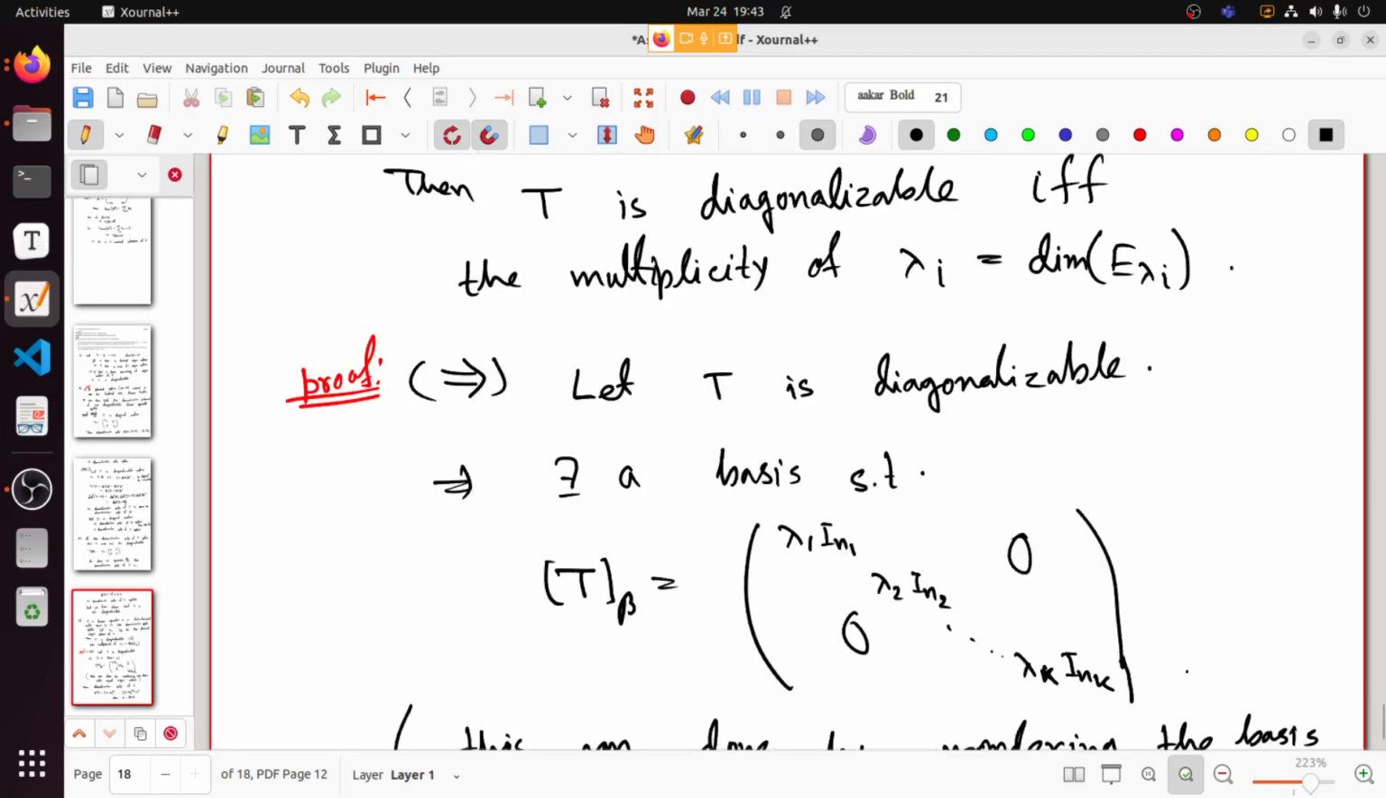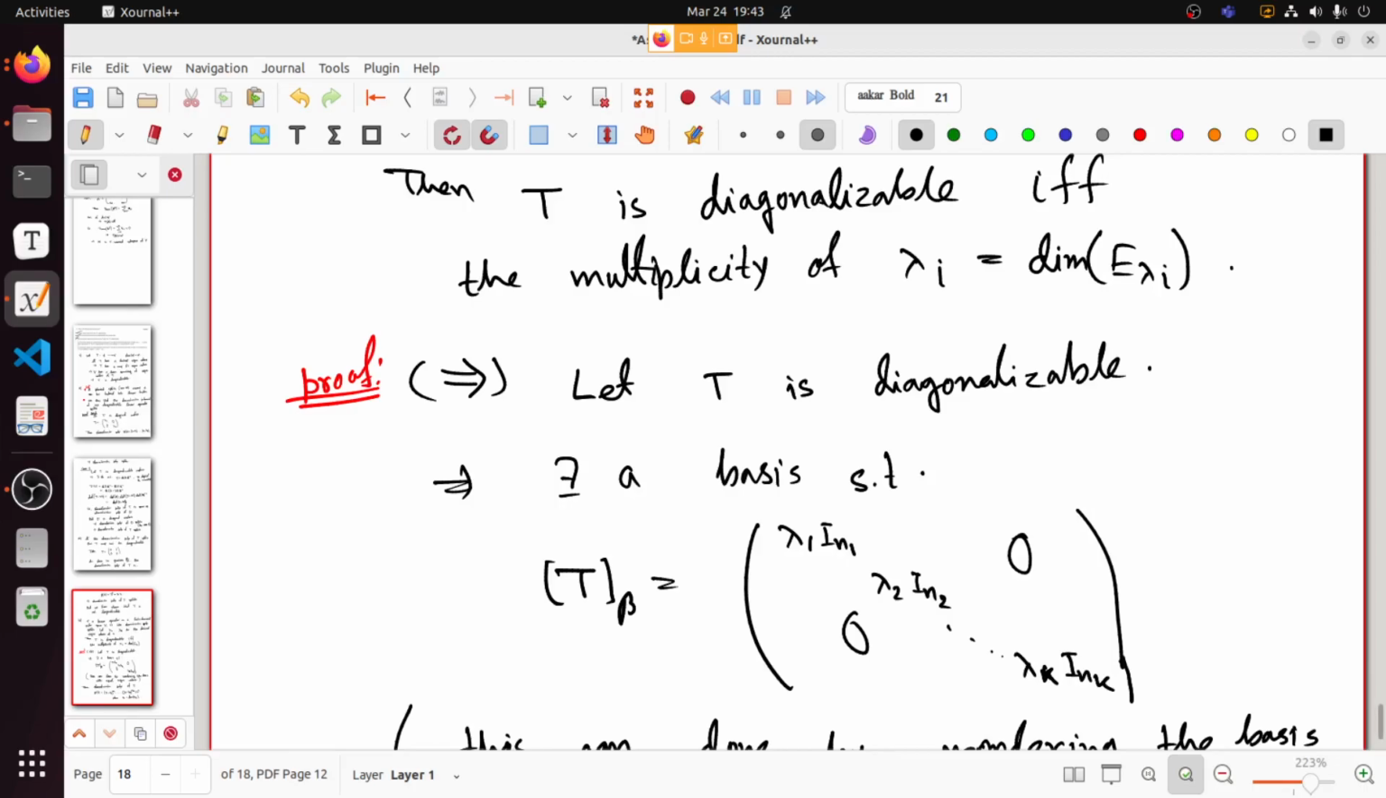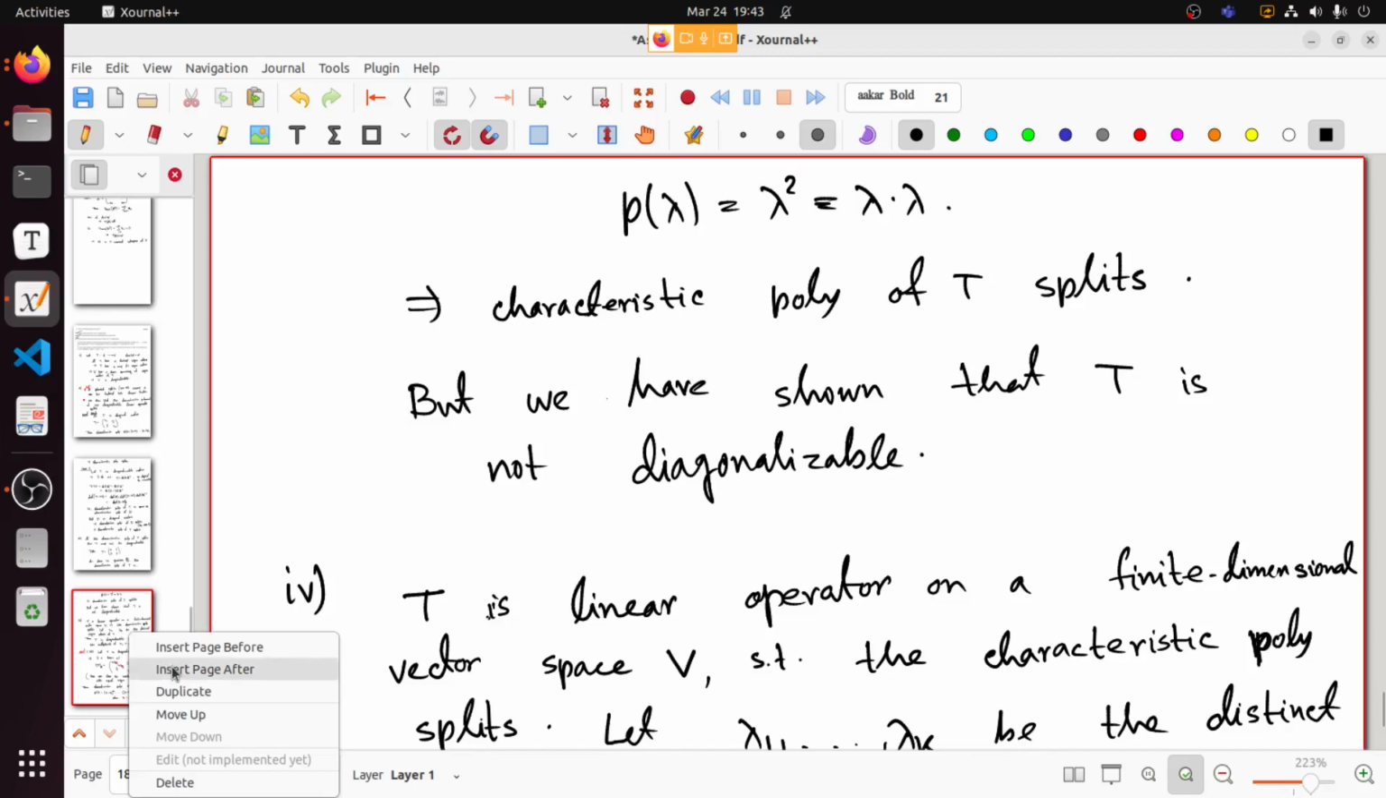So we have to prove that if T is diagonalizable, then the multiplicity, which is the number of times lambda i is repeating, that is n1, n2 and so on, will be the dimension of the eigenspace corresponding to lambda i. So if T is diagonalizable, we have proved this. Now we have to prove the converse.